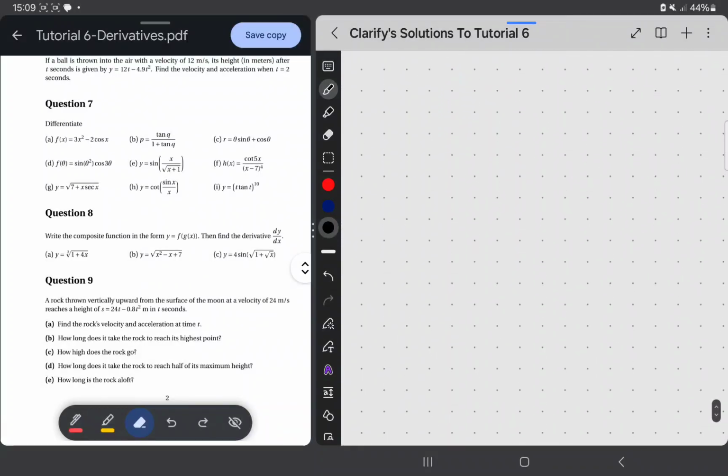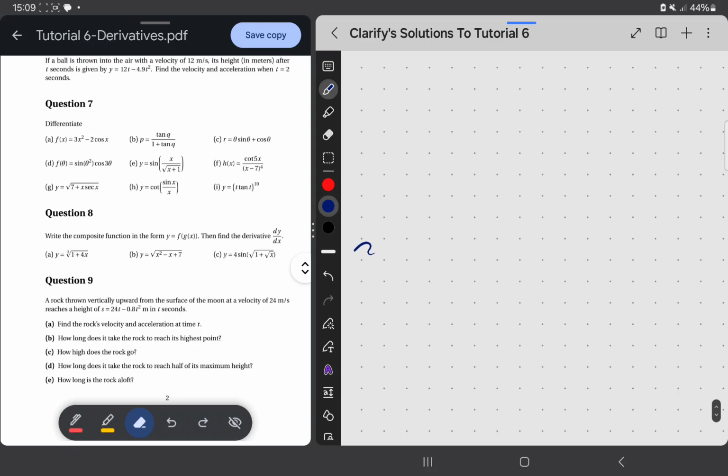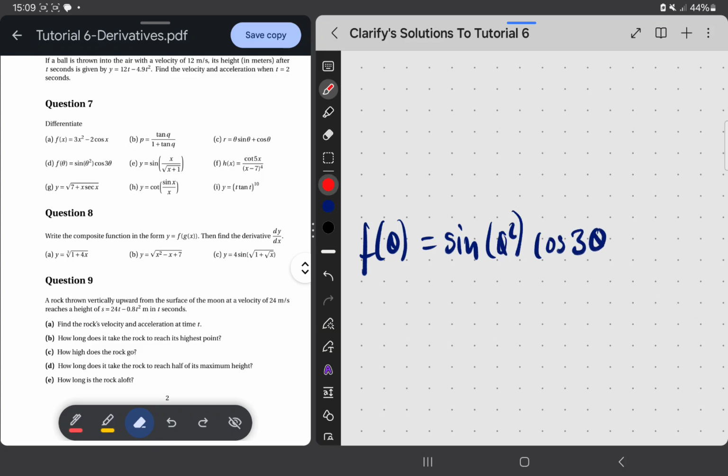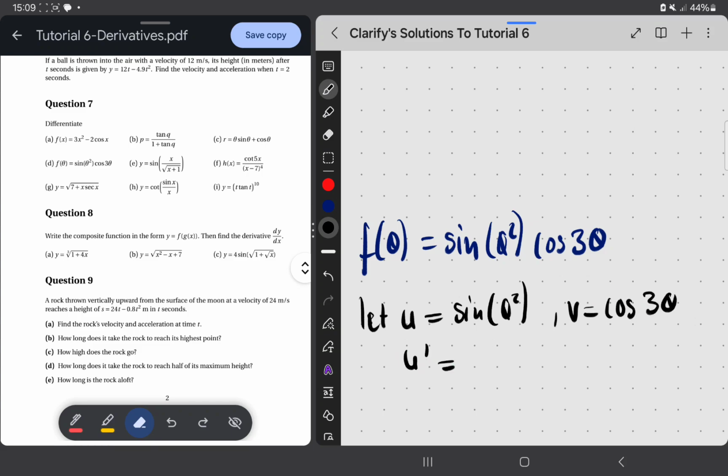Now let's see how we would have done it the shortcut way, which is not easy, but it's still fine. f(θ) is equal to sin(θ²) cos 3θ. I'm going to see that these two things are multiplying. So I can say let u be equal to this first thing, sin(θ²), and v be the second thing, cos 3θ. Now let's find u prime. Can we find u prime?